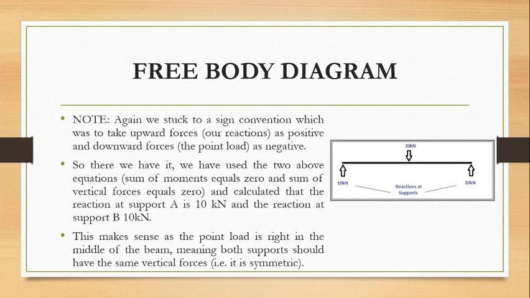We have used the two above equations, sum of moments equal to 0 and sum of vertical forces equal to 0, and calculated that the reaction at support A is 10 kilonewtons and the reaction at support B is also 10 kilonewtons. This is a free body diagram showing what we have just calculated through equations. This makes sense as the point load is right in the middle of the beam, meaning both supports should have the same vertical forces.